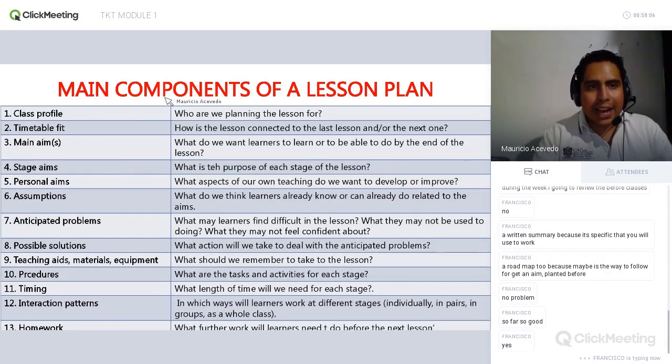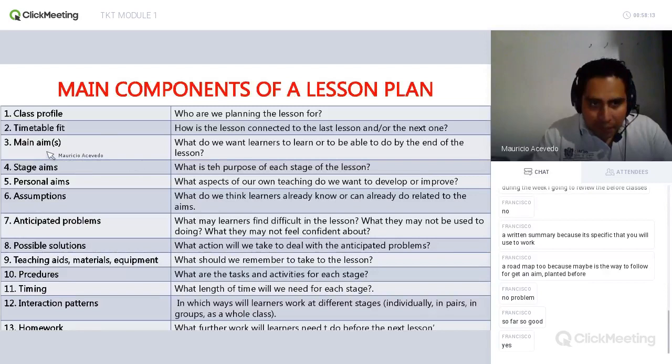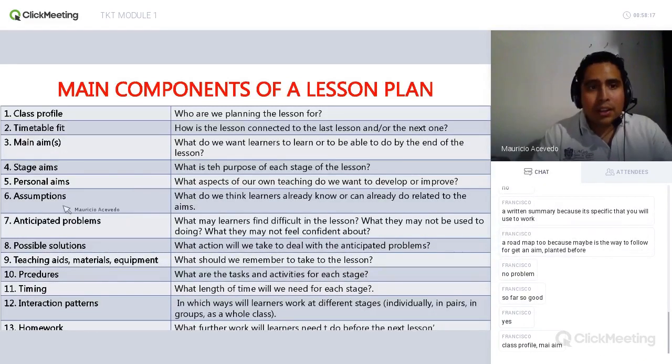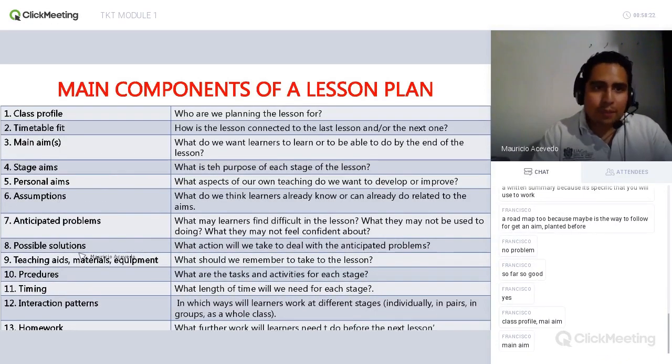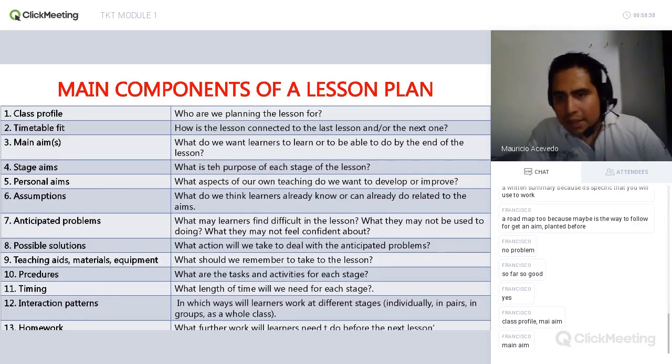In my case, I have class profile, I have timetable fit, main aim, per stage and personal aims, I don't have them. Assumptions, I don't have them. Anticipated problems, I don't have them. Possible solutions, I don't have them. Teaching aid materials and equipment, yes. Procedures, yes. Timing, yes. Interaction patterns, no. And homework, yes. Okay, so you have also the same as mine.